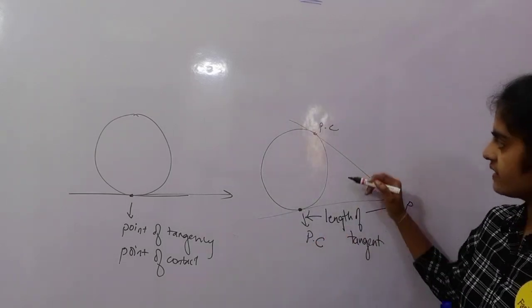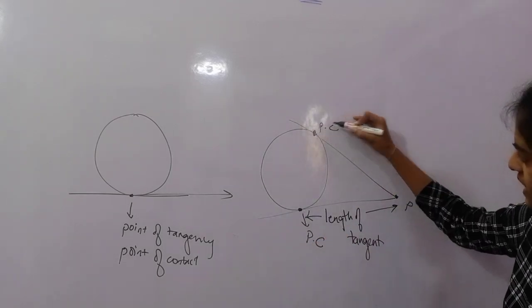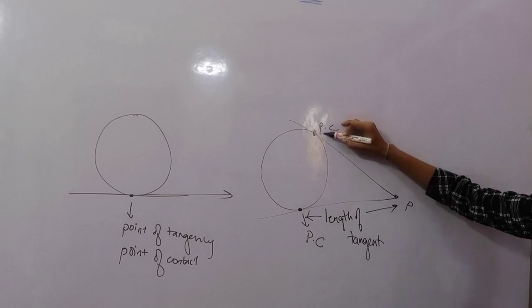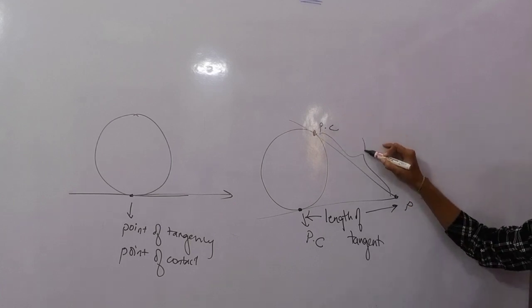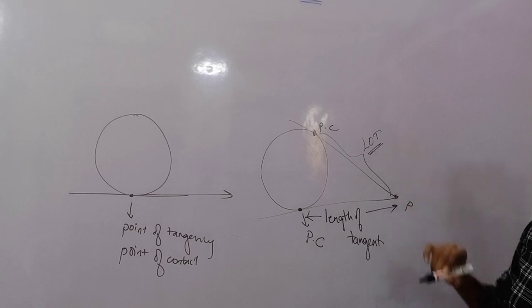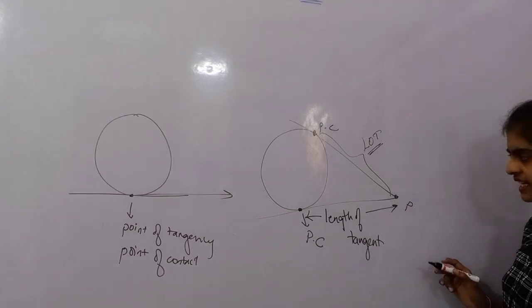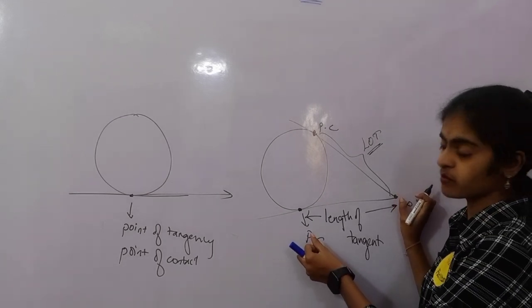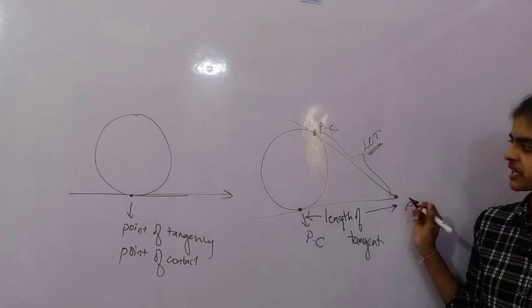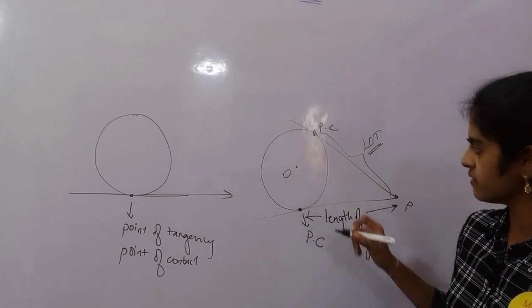If I am taking the distance between the point of contact and the external point, this length or this distance is called the length of tangent. Okay, if I ask you what is the length of tangent, it is actually the distance between the external point and the point of contact. And suppose this is the center of the circle.